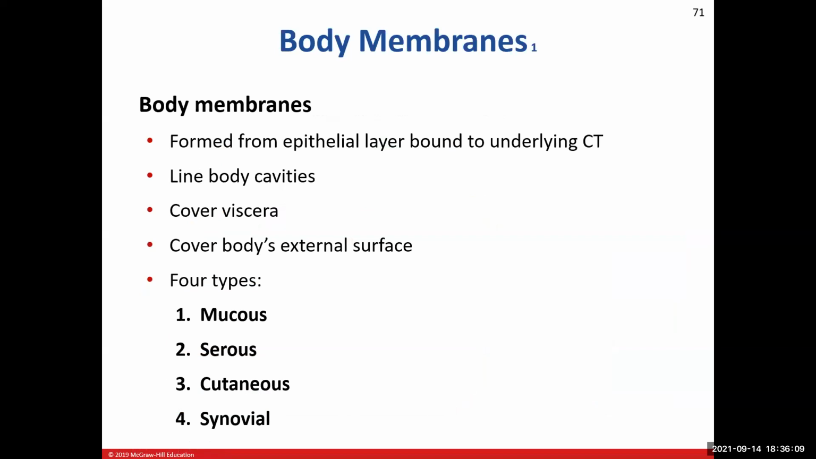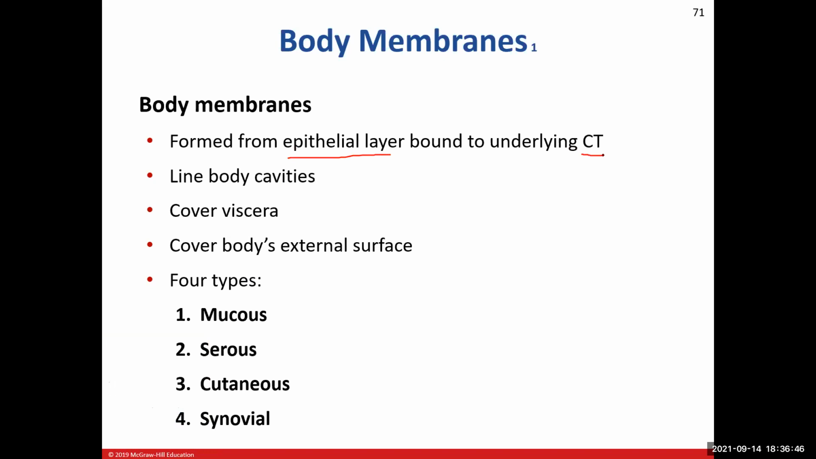All right, body membranes. I have talked about a couple of the membranes before in lab, but I want to conclude with all 4 body membranes. We're going to talk about 3 in more detail. The first one, the mucous membrane, we don't really talk about too much in this class. But keep in mind that the body membranes are going to be formed from epithelium. And then, of course, that epithelium sits on top of connective tissue.